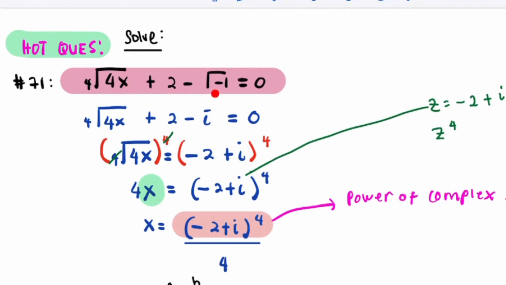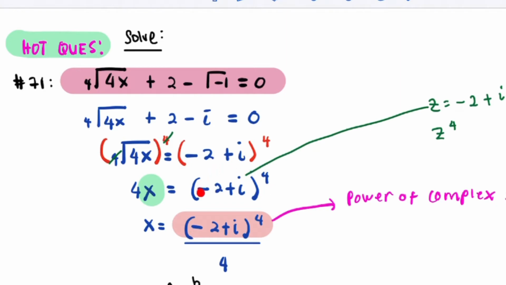Set minus 1, we know that this is equal to i, so let's straight away change to i. We see that this 2 form here is not under root, so let's bring it to our right hand side. And then we have a root 4 in our left hand side. So what we should do is get rid of this root 4 by taking power of 4 on both sides. So root 4 and power of 4 can be cancelled out. So now we are left with 4x equal to negative 2 plus i to the power of 4.